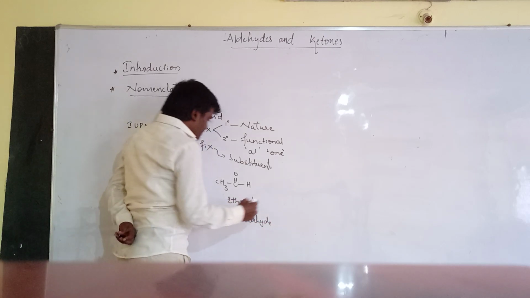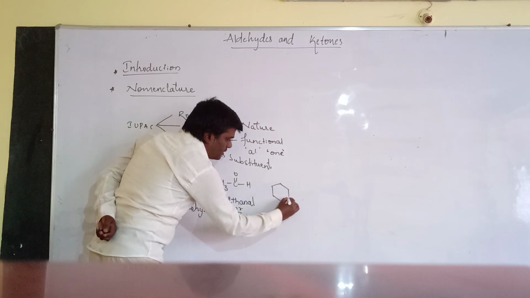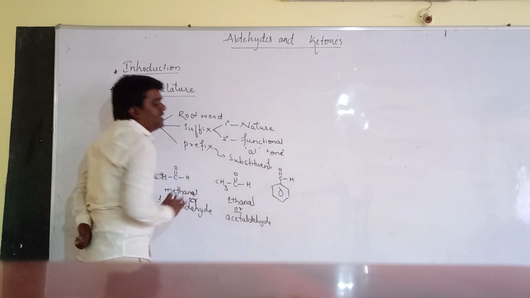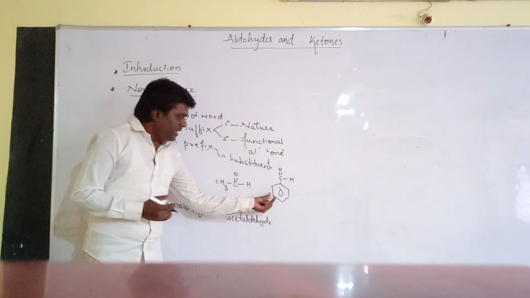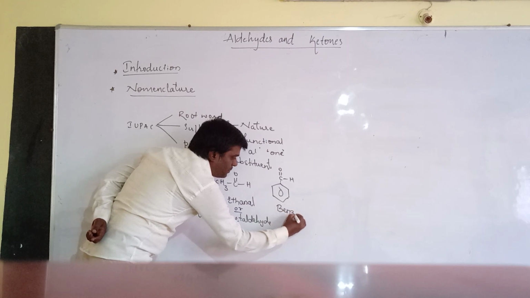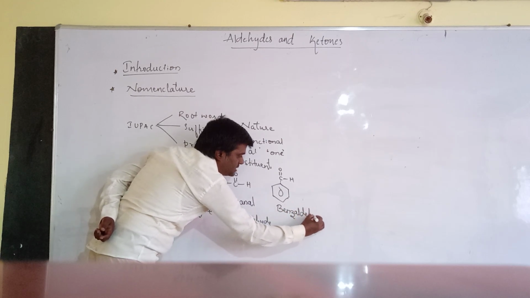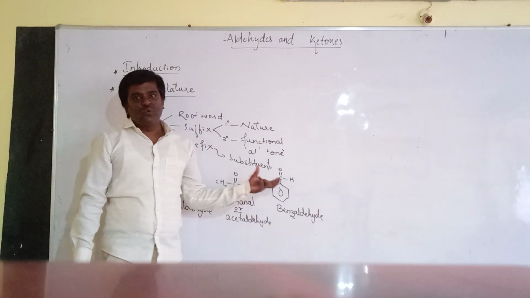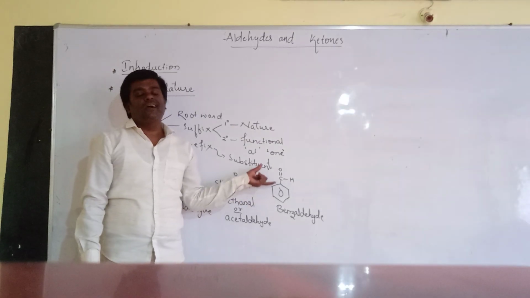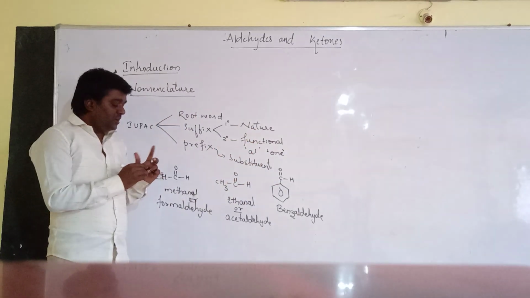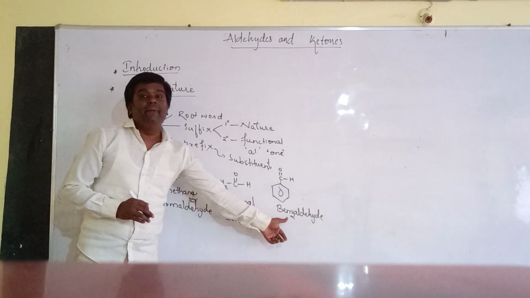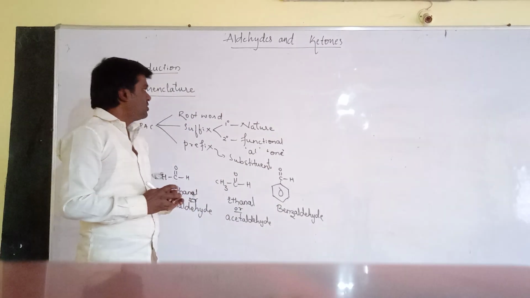And another compound contains C double bond O H, that is an aldehyde, an aromatic aldehyde. The name of the compound is benzaldehyde. It is also known as benzene carbaldehyde. Another name that is also given is benzene carbaldehyde. The important aldehyde compounds are formaldehyde, acetaldehyde and benzaldehyde. Then let us see the nomenclature of ketones.